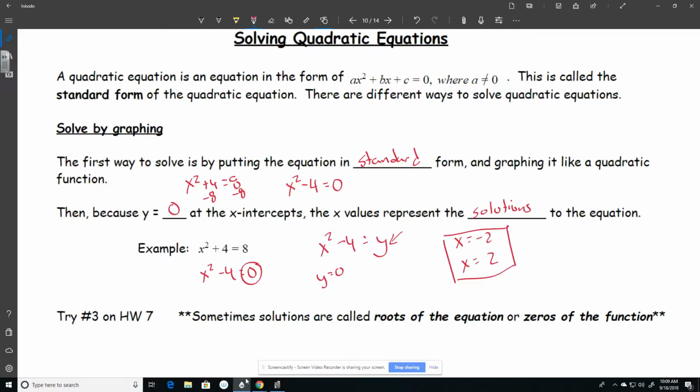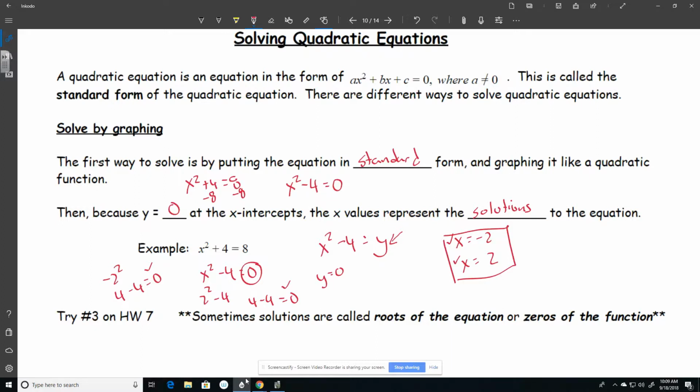If I plug them in right here, x squared minus 4 equals 0. Well, if x is -2, -2 squared is 4, minus 4 equals 0. Yes, that's true. So that one's correct. If x is +2, 2 squared minus 4 is 4 minus 4, which equals 0. So 2 is also a correct solution.